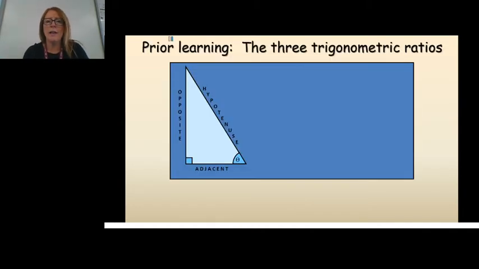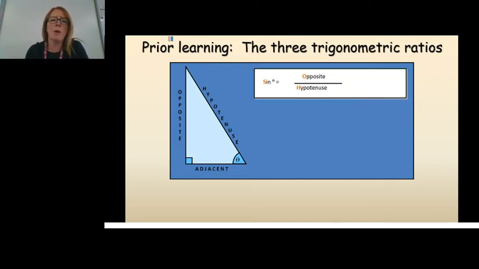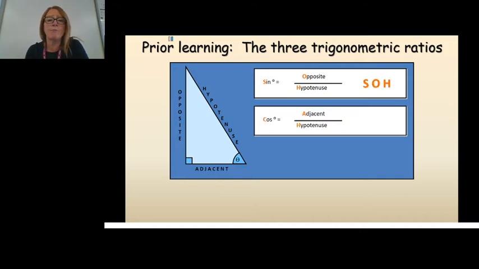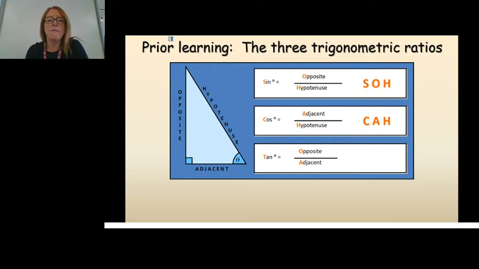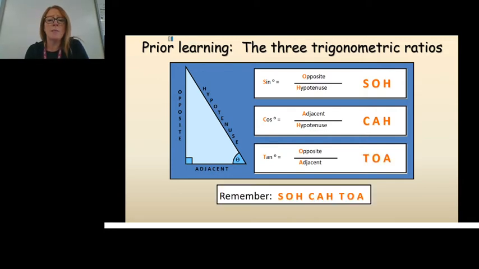Okay, prior learning then, we need to remember the three trig ratios. Remember, when we're looking at sine, we are looking for the opposite and the hypotenuse. So I may be given the opposite and looking for the hypotenuse, or vice versa. For cosine, this involves the adjacent and the hypotenuse, so CAH. And then finally tan involves the opposite and adjacent sides, and that's TOA. Easily remembered by that, SOHCAHTOA.